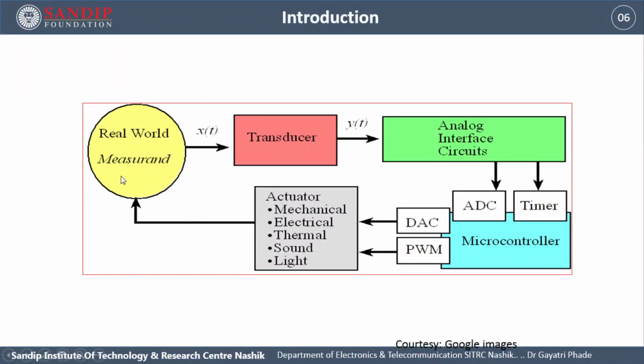Here we can understand the cycle. We are taking the real world data through transducer from analog interface circuits. We are converting it with the ADC. It will be into the microcontroller, and from microcontroller to give it to the real world, again we require this DAC, digital to analog conversion, which will be activated by means of the mechanical signal, electrical signal, thermal signal, sound, light.